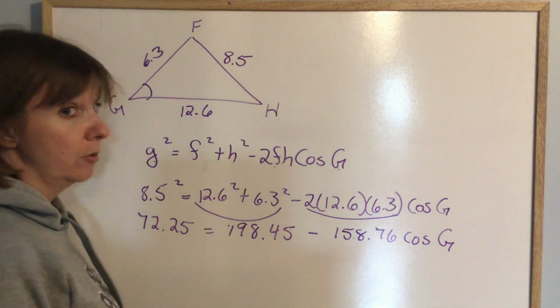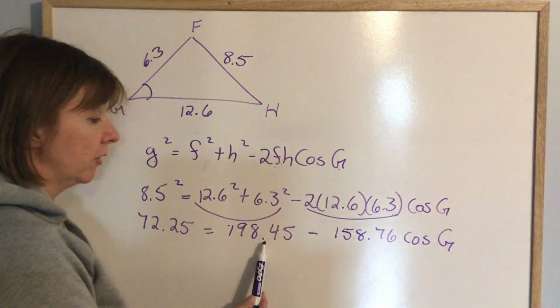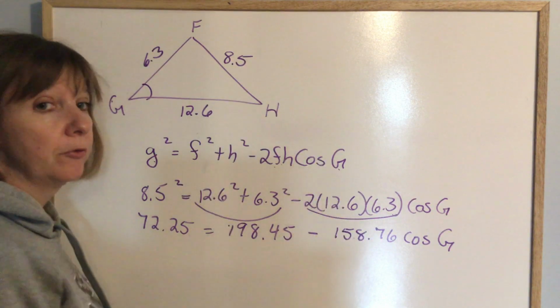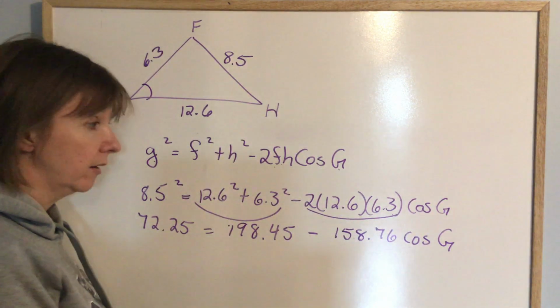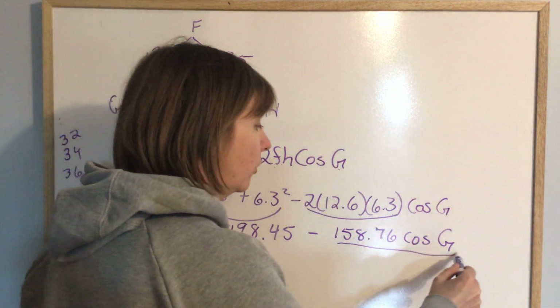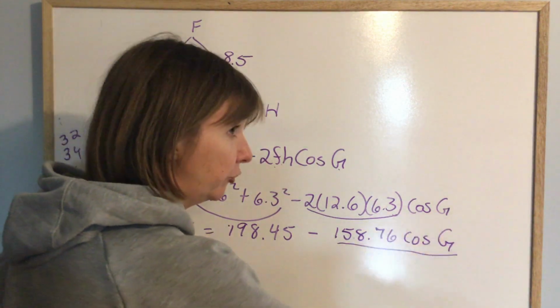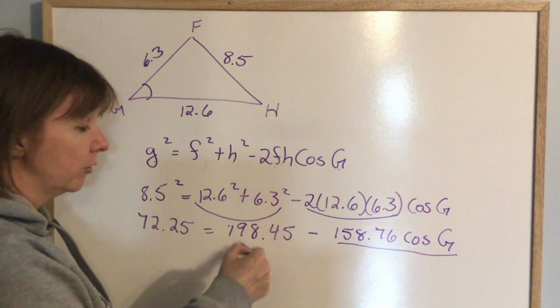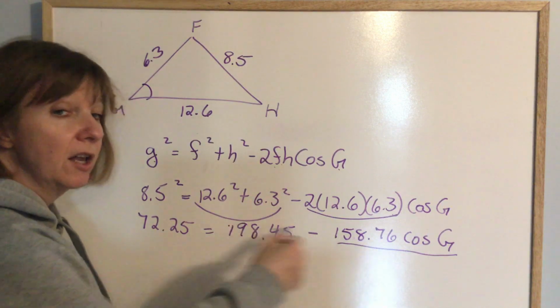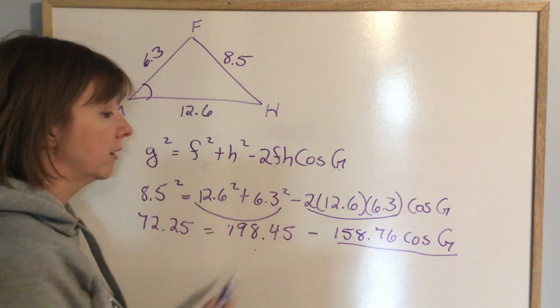Where a lot of people go wrong is they now subtract 198 minus 158. You can't do that. This is one whole unit. It's 158.76 cos of G. There is no cos of G here. Those are not like terms. You cannot subtract these two numbers.